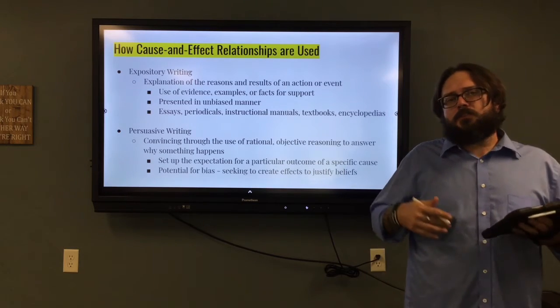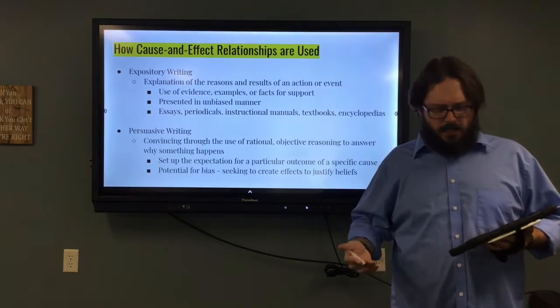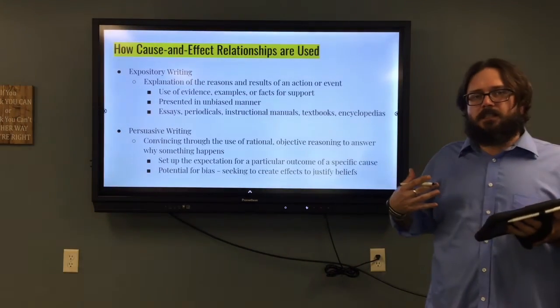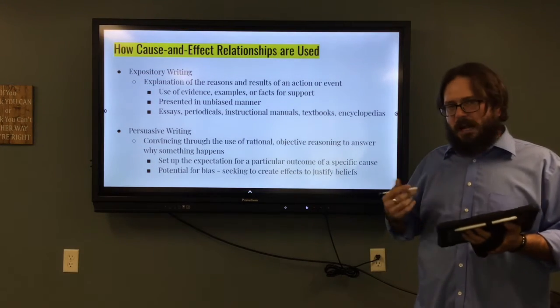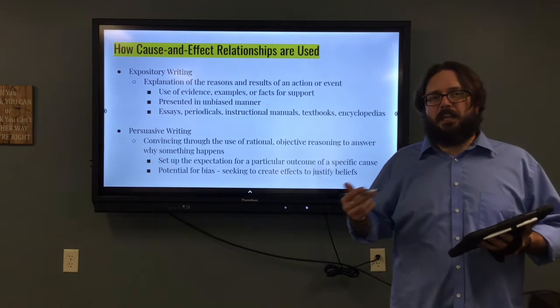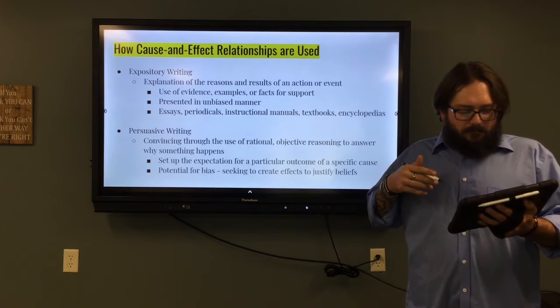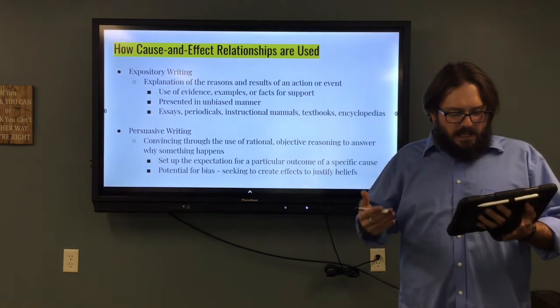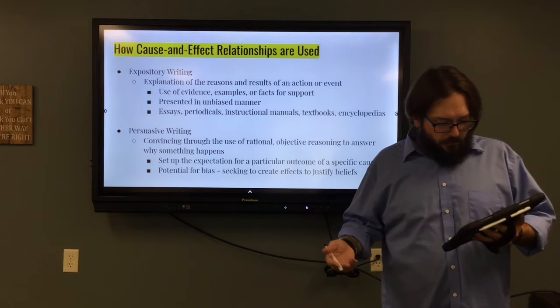The author may also use a cause-effect relationship in persuasive writing. And the purpose here is that he or she wants to convince you of something through the use of rational, objective reasoning to answer why something happens. So this could be done to set up the expectation for a particular outcome of a specific cause.